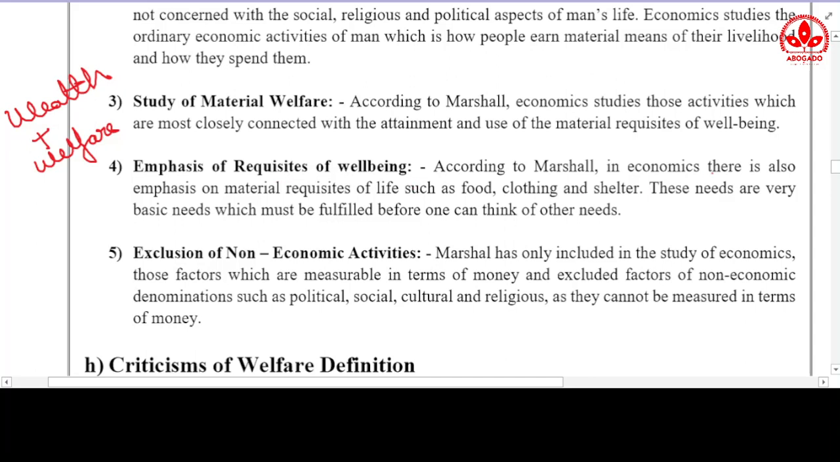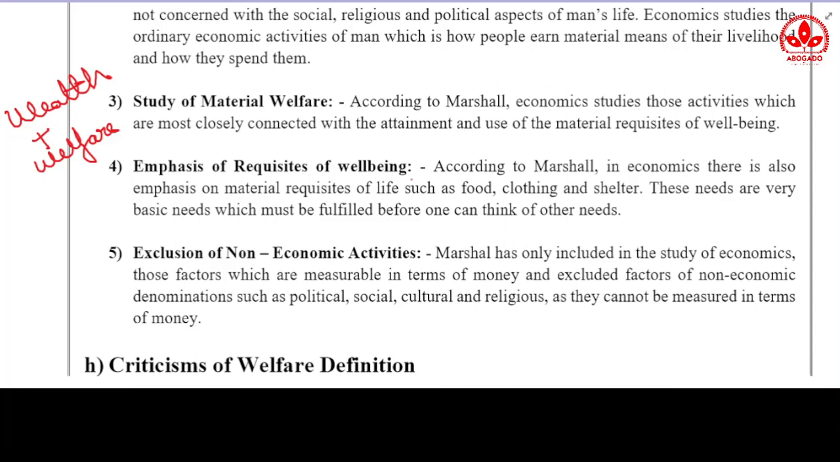According to Marshall, in economics there is also emphasis on material requisites of life such as food, clothing and shelter. These are very basic needs which must be fulfilled before one can think of other needs. So the welfare definition of economics also focuses on the material things which are required in life.